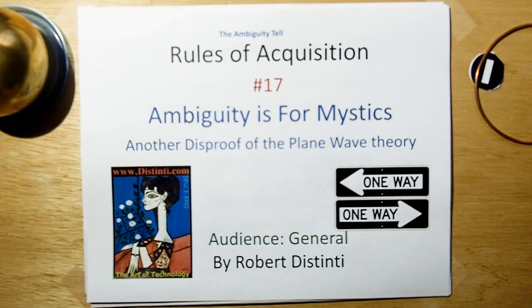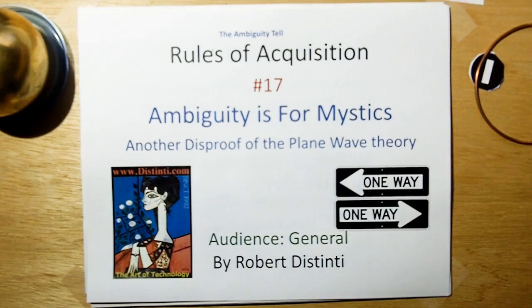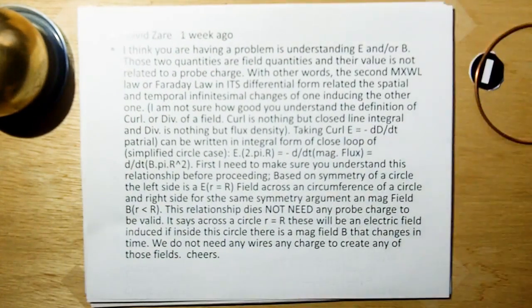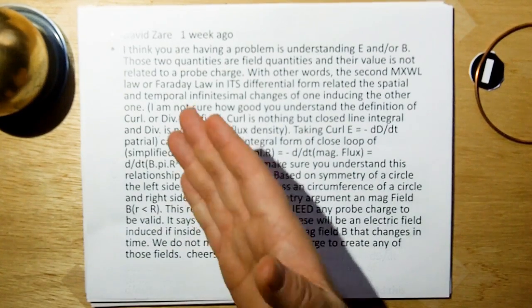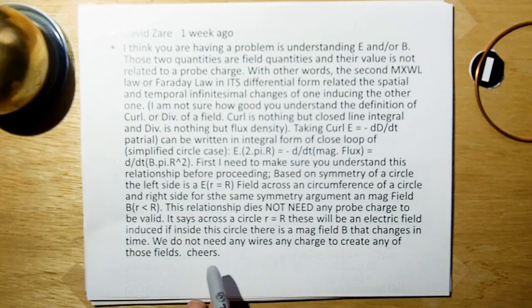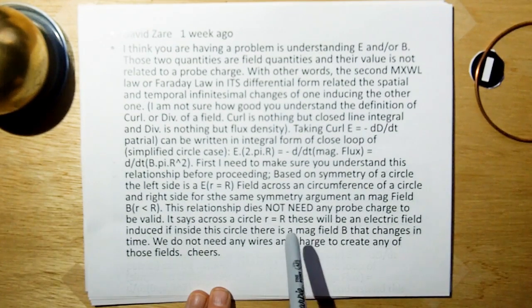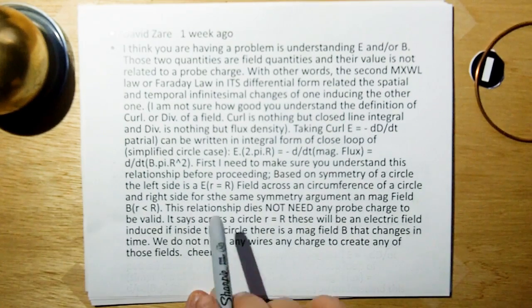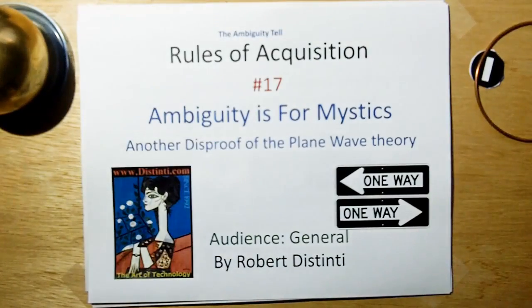Ambiguity is for mystics. And in here we're going to do another disproof of the plane wave theory. This is in response to a comment on the introduction video to the new wave theory. I don't know who David Zare is, but he's convinced that there does not need to be any wire or any charge construct for you to convert an electric field to a magnetic field according to Faraday's law. But we'll cover that when we get to it in the video.